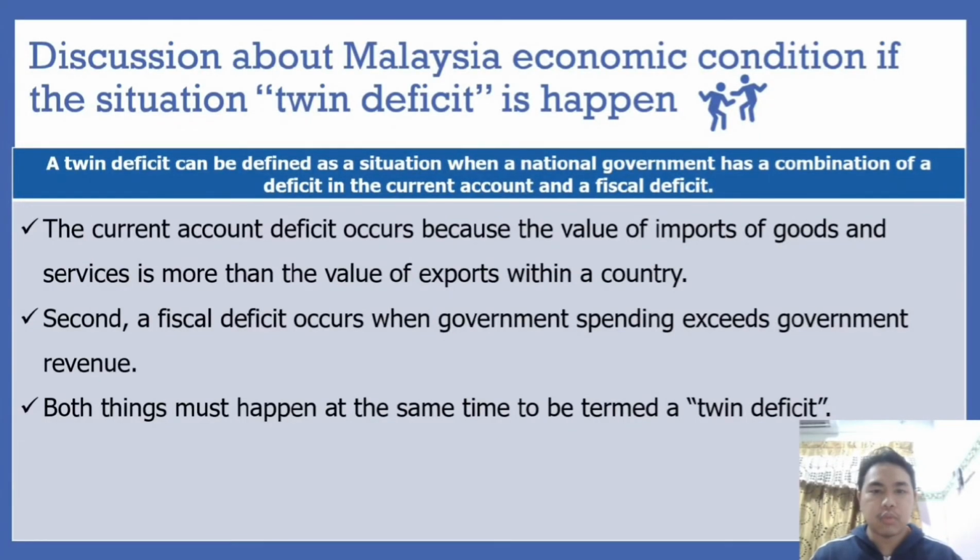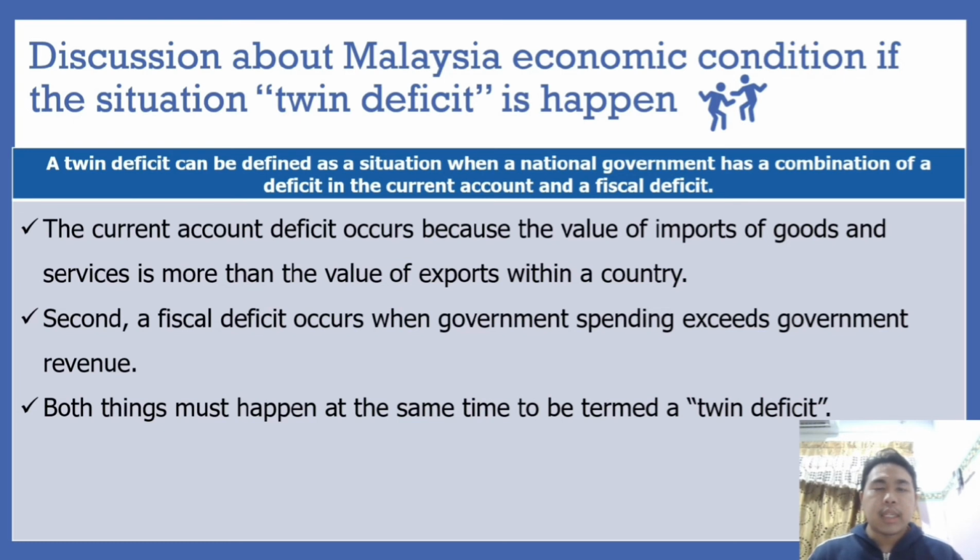I will proceed with question number 3. Question number 3 is about a discussion of the Malaysian economic condition if the twin deficit situation happens. First of all, I will tell you the definition of twin deficit. A twin deficit can be defined as a situation when a national government has a combination of a deficit in the current account and a fiscal deficit.